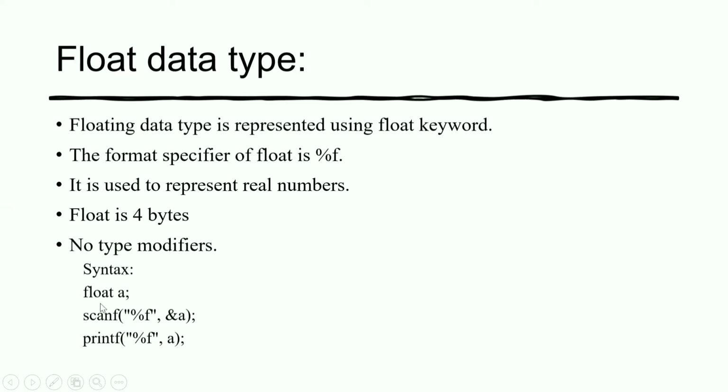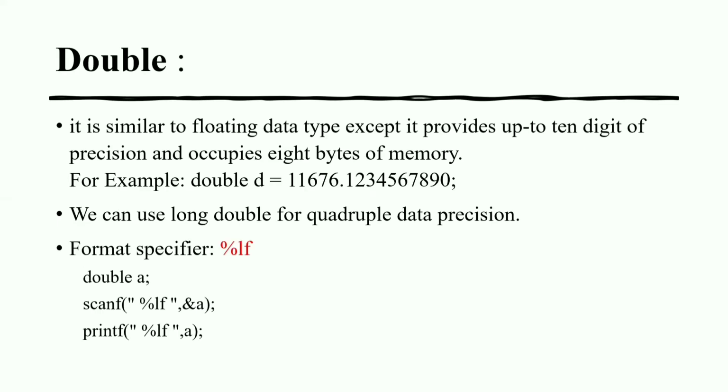So here is the syntax to declare a float variable, to read a float variable, and to write a float variable to the output screen. In the first line, float a. So a is a variable of type float, and then with %f as a format specifier, we are reading a variable, and then we are printing the variable to the output screen using the %f format specifier.